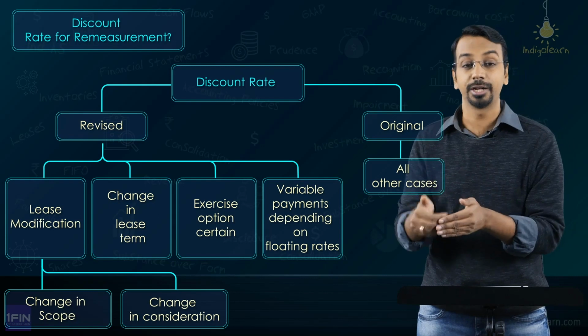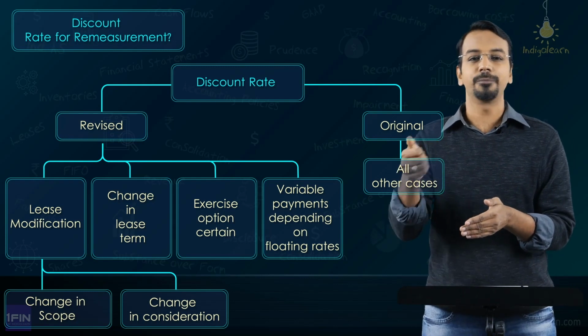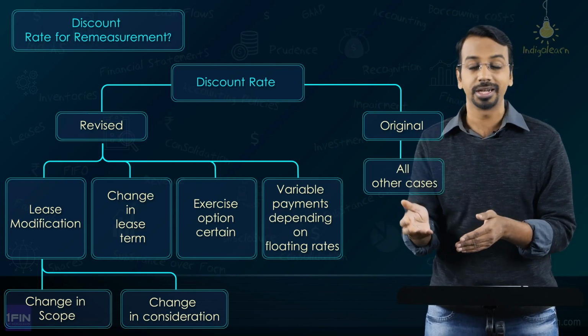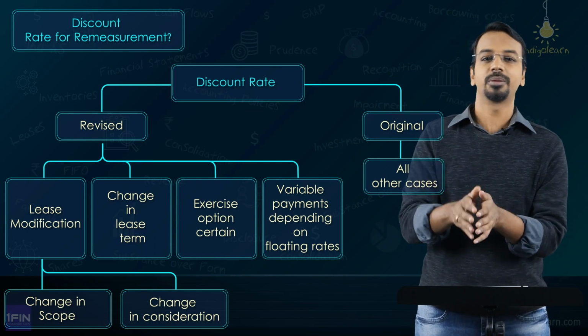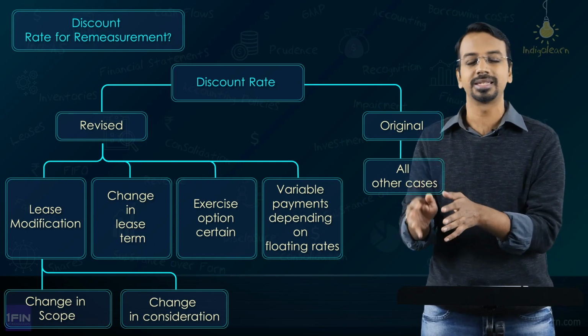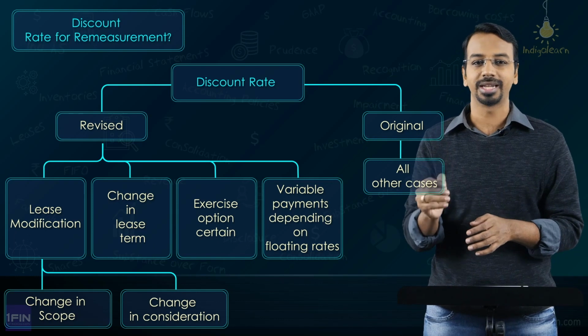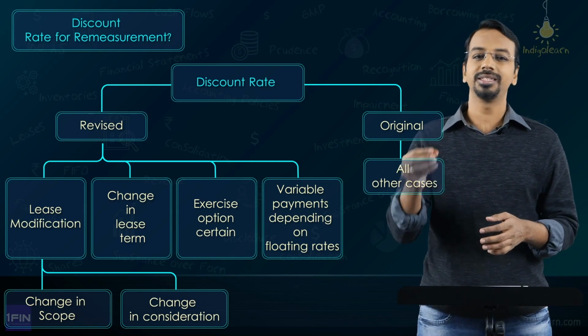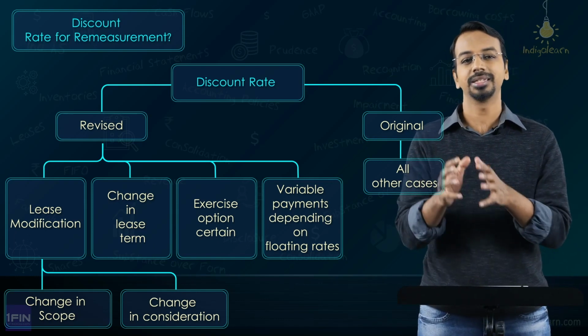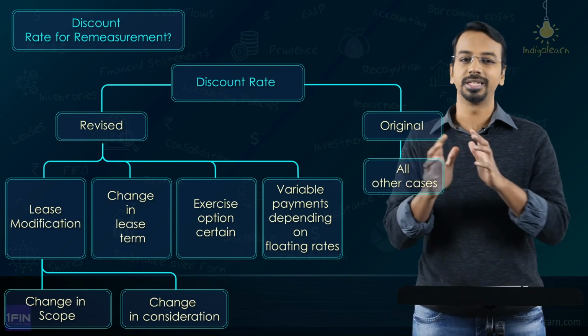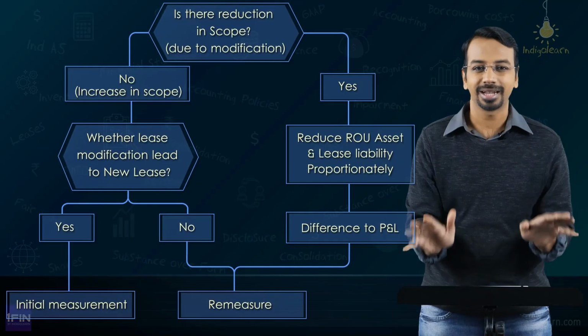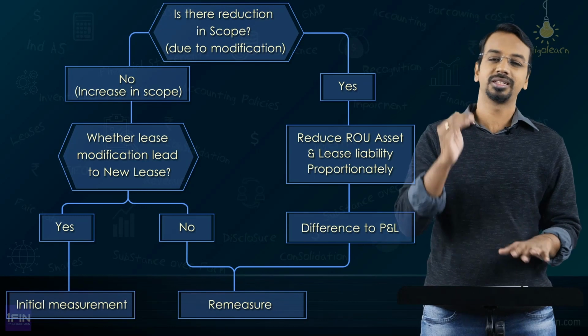In other cases, you will use original discount rate only. Okay, so original discount rate would be used if it is a payment based on an index or a rate other than a floating rate, or variable payments now becoming in substance fixed lease payments. In these cases, you will use the original discount rate. Also, if there is a change in residual value guarantees, in that case also you will use the original discount rate.